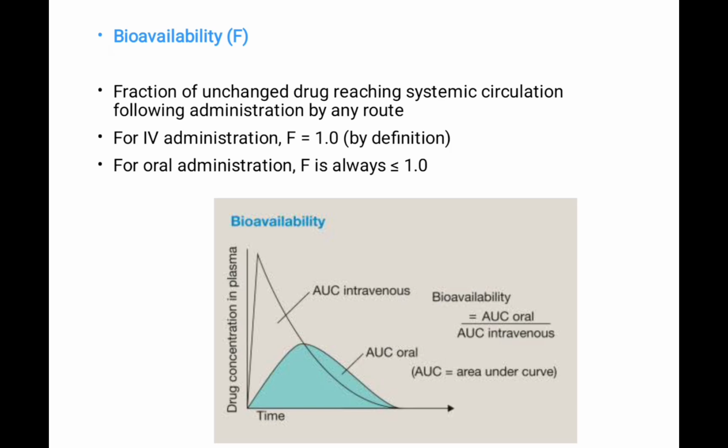Bioavailability. Bioavailability is a very, very important concept. It is a fraction. Some literatures will tell you it is a percentage. It's a fraction of unchanged drug reaching systemic circulation following administration by any route. For IV administration, it is what? The fraction is 1 or 100%. For oral administration, it is less than or equal to 1. You rarely find drugs with oral route administration that have a bioavailability of 1.